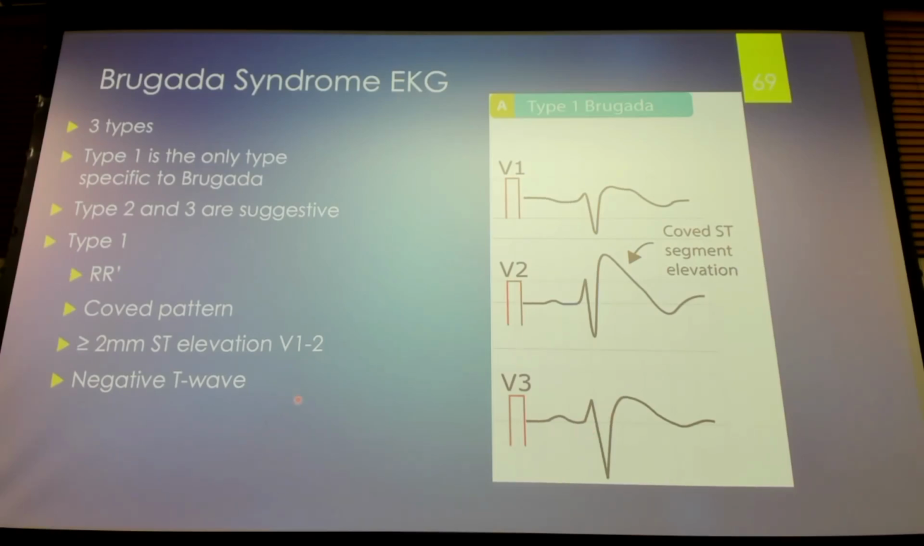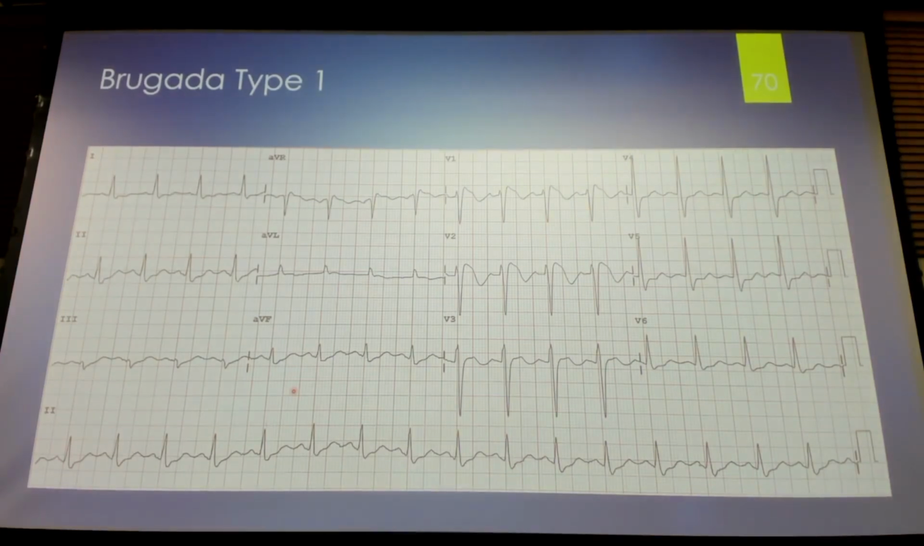So V1, V2, V3 are going to be our leads for that. Alrighty, so this is evidence of Brugada type 1. Again, we're looking at V1, V2, V3. We've got our R that goes up, we come down, we've got our ST segment elevation, we go down to this coved ST segment, down into our inverted T wave. We've got a little bit of a cove here, we definitely have this ST segment elevation here.